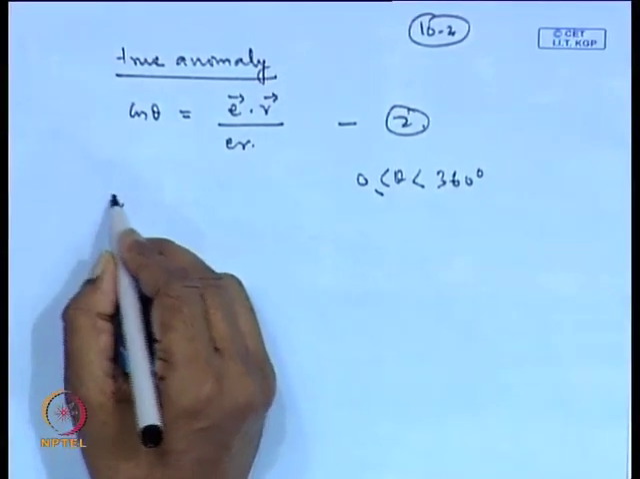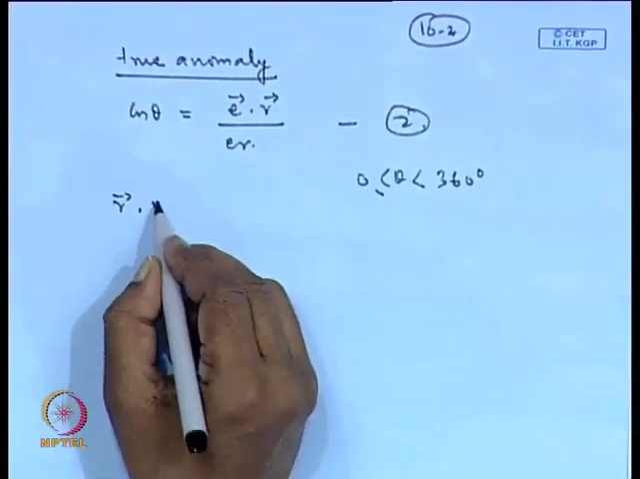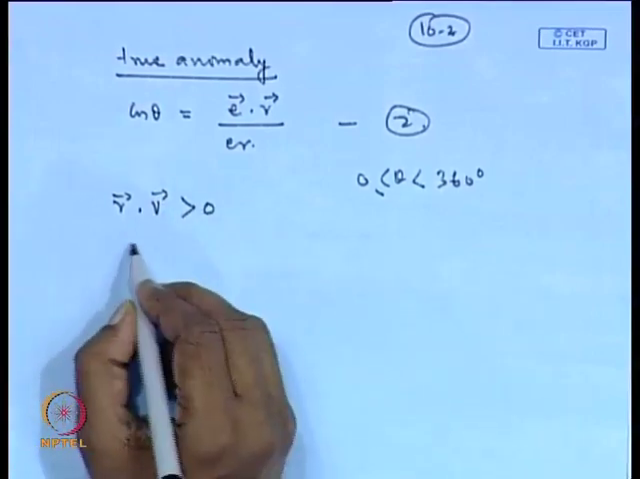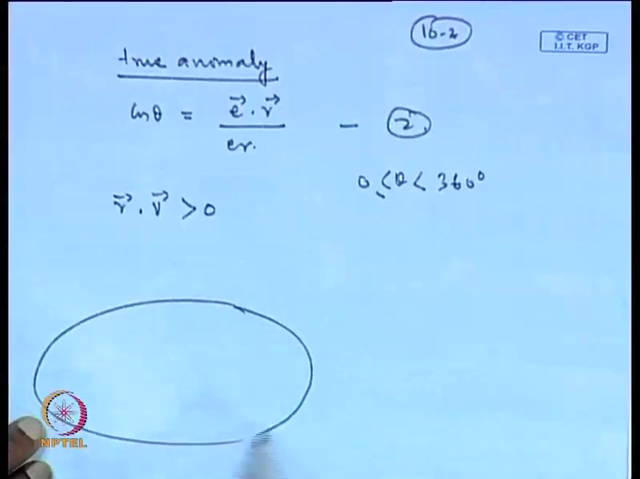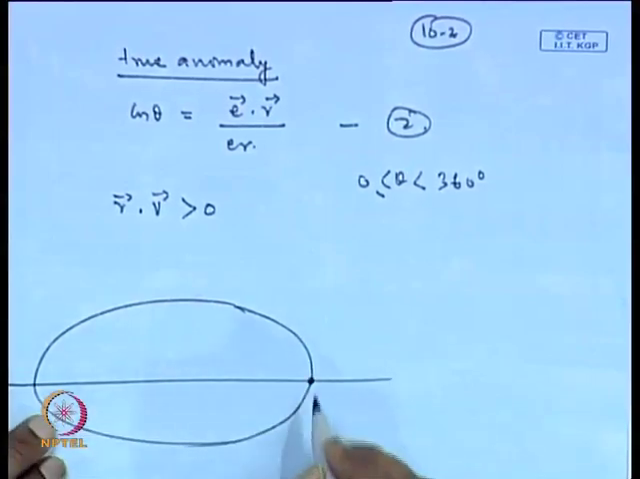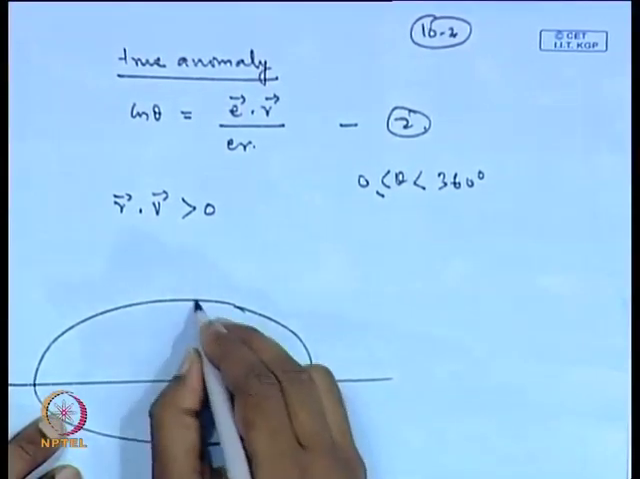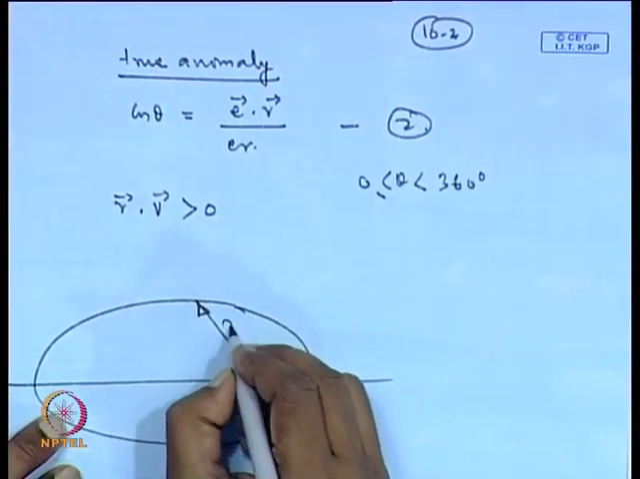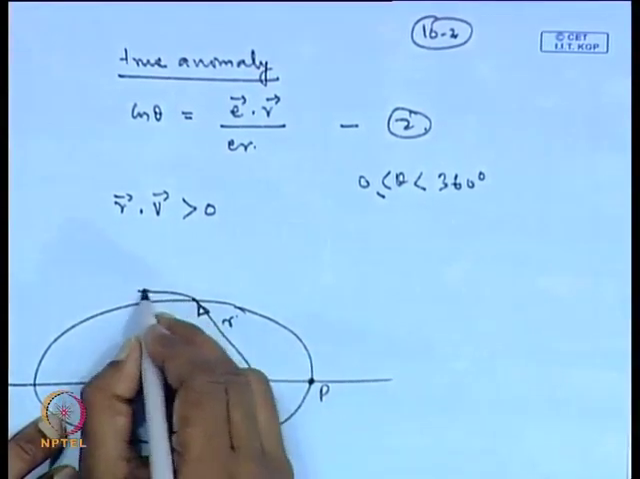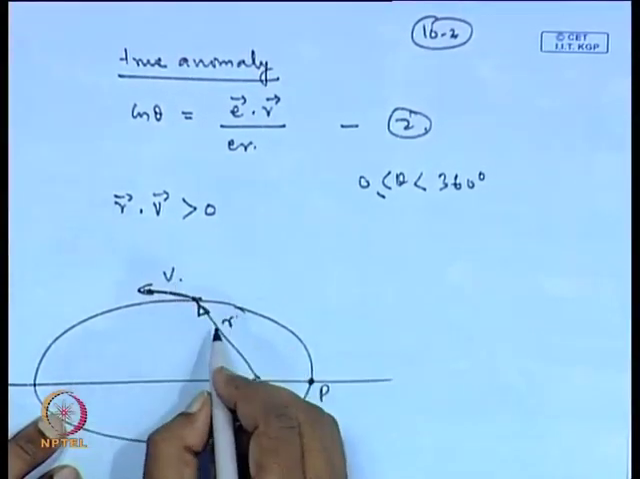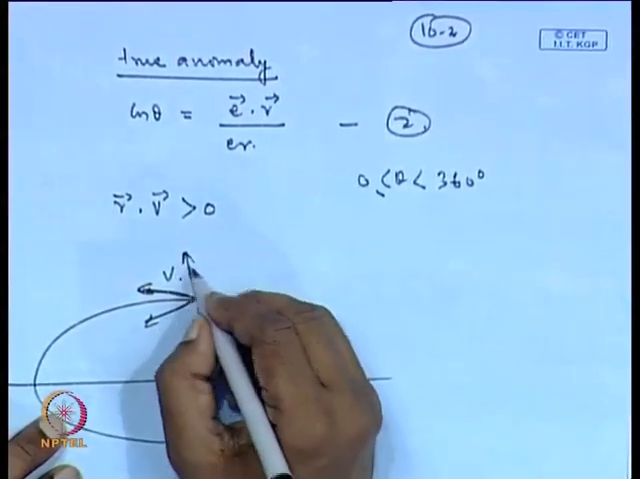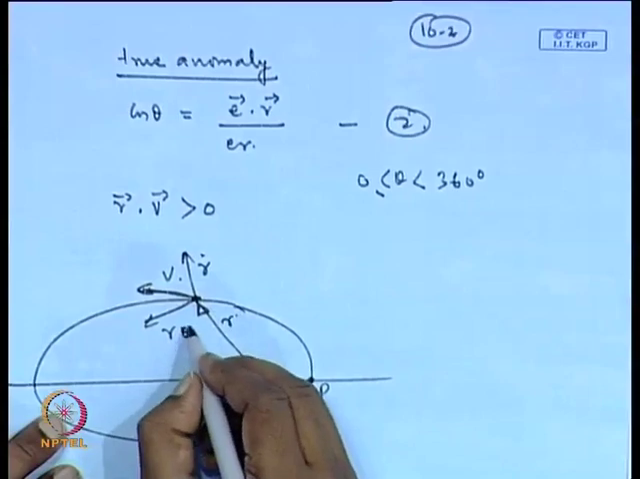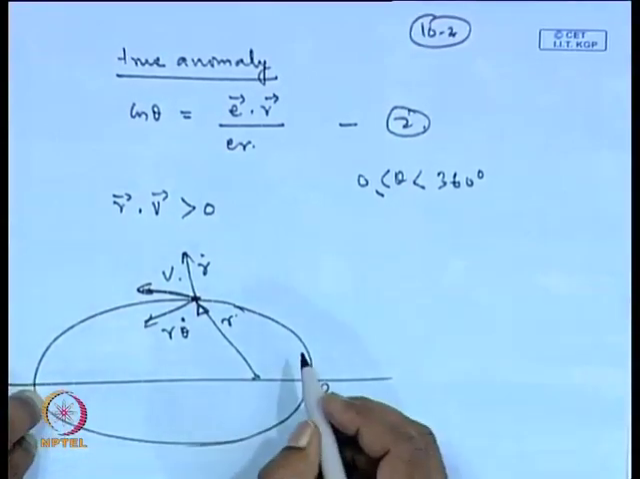In this case, what we see is that r dot v will be greater than 0, which implies that if we have the orbit here, this is the perigee position, this is the r vector and this is the velocity vector v, the components of the velocity are r dot and r times theta dot.